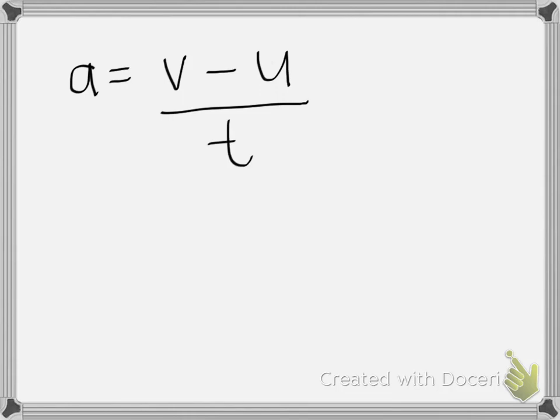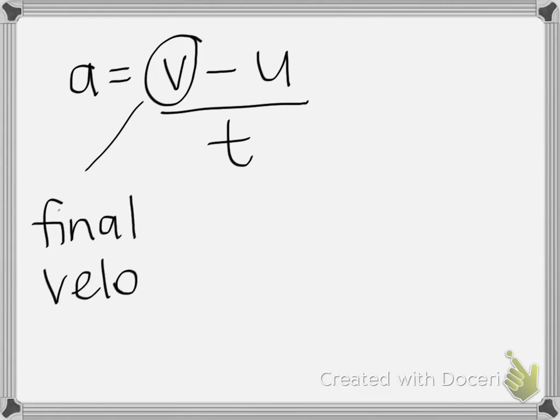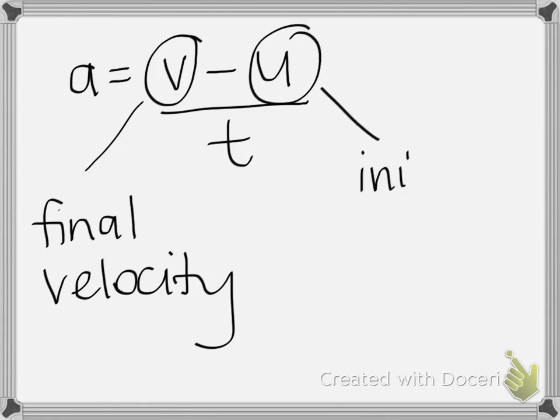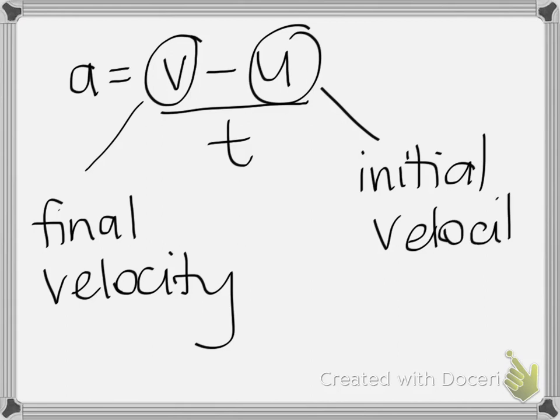So the formula that we use to talk about acceleration is A equals V minus U over T. So V is your final speed or your final velocity, and U is your initial. And T, of course, is time.